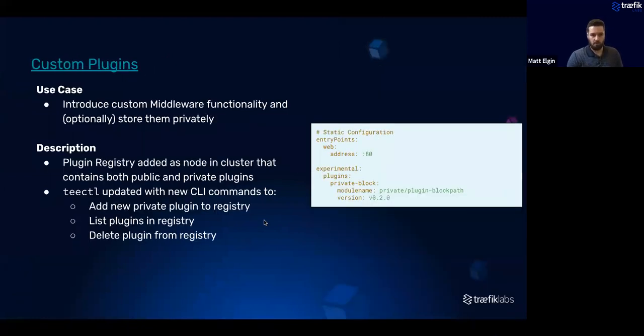So the next use case that we want to talk about in 2.4 is the ability to leverage custom plugins in the plugin registry. So the use case here is if we have a certain custom bit of functionality that we want to introduce into our enterprise cluster that isn't covered by either the out-of-the-box enterprise or open source middlewares that are out there. So the way that we can do that is by leveraging the plugin capability in Traefik. And basically, these are going to get stored in a new plugin registry that is a node in the cluster.